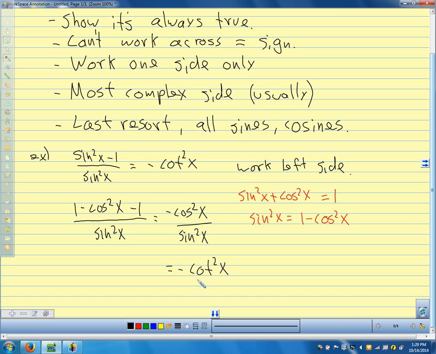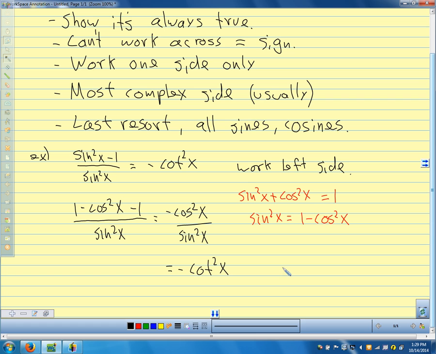This isn't the only way that's possible to do this one. Someone in the last class came up with a different way. I've done it a couple of different ways. So often with these, there's several ways that you can go about it. This is just the one that popped into my head first, is substitute for sine squared x.